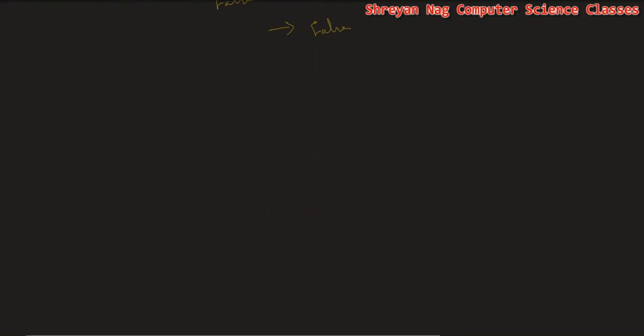Now the logical OR statement. The logical OR symbol is shown by the pipe operator. So what is the logic behind it? The logic is that if any one of the conditions is true, then the final output will be true. So let us look into the matter.